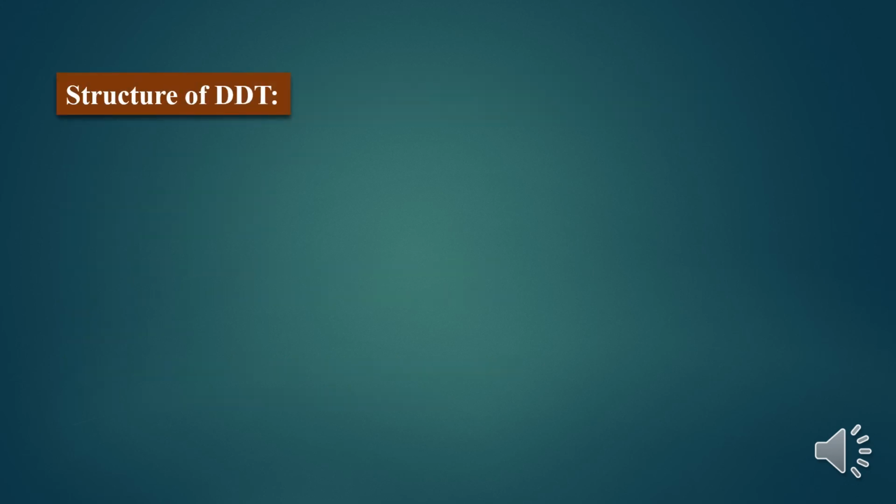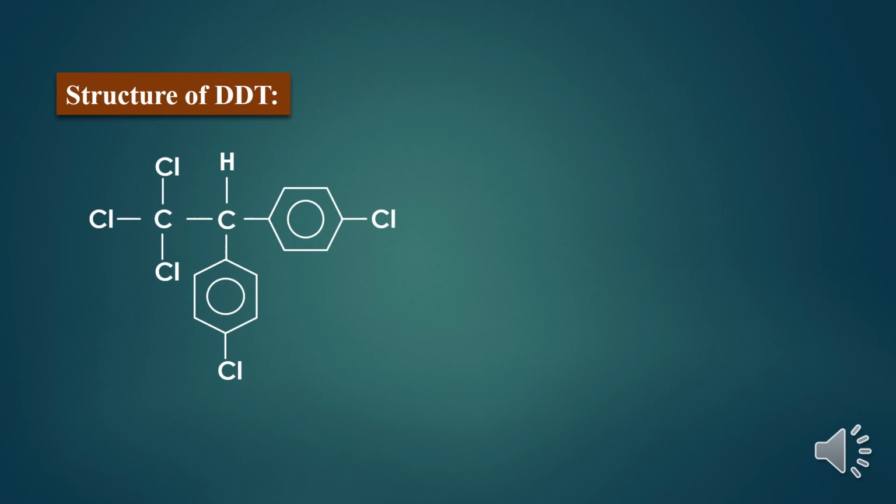Although it is still in use in some other parts of the world. The structure of DDT is, see there: dichloro, diphenyl. Phenyl means two benzene rings. Trichloro, ethane. Two carbon atoms are there. That's why it is ethane.